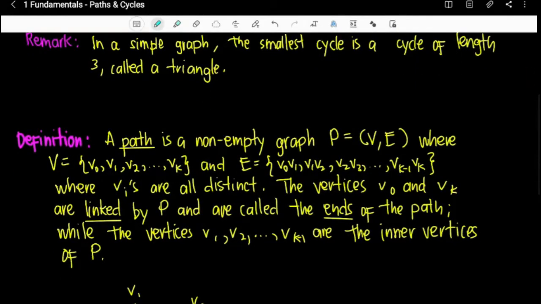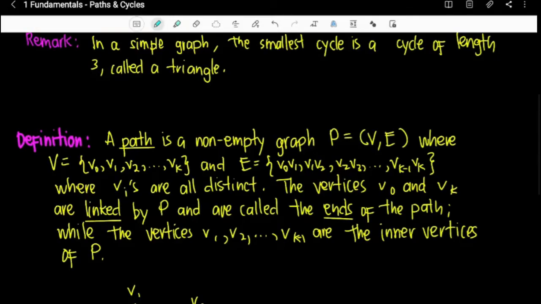So, kanina, tinignan natin yung path as a subgraph ng isang graph. Pero syempre, pwede ka rin gumawa ng graph, which is a path. So, a path is a non-empty graph with vertex set V and edge set E, where V are V0 to Vk. So, those are the unique vertices in your path. And your edges are the edges connecting V0 to V1, V1 to V2, V2 to V3, and so on up to Vk minus 1 to Vk.